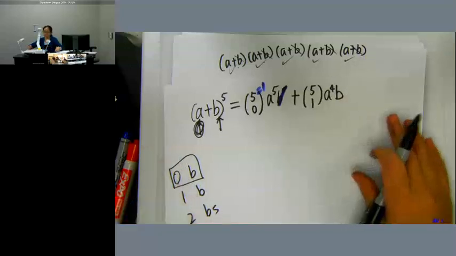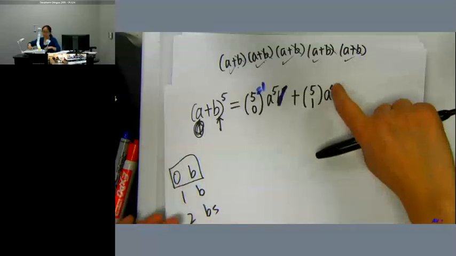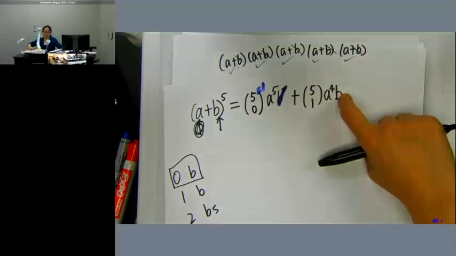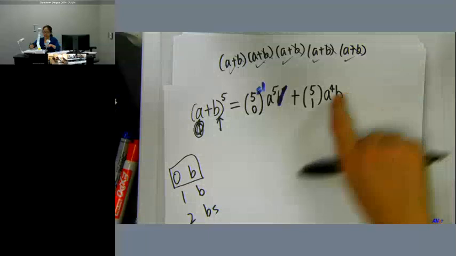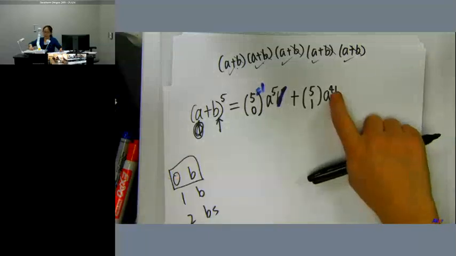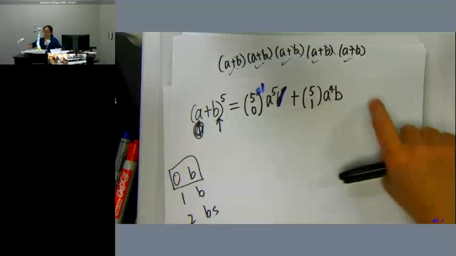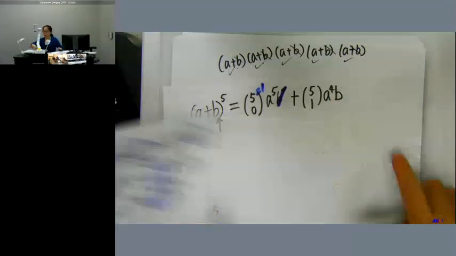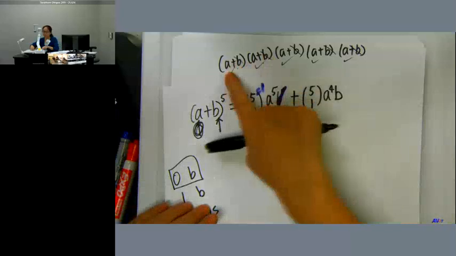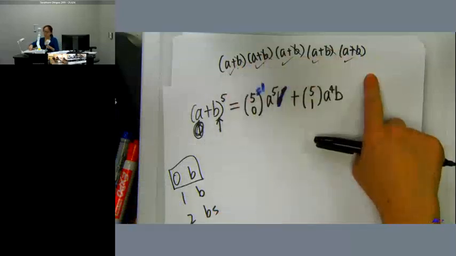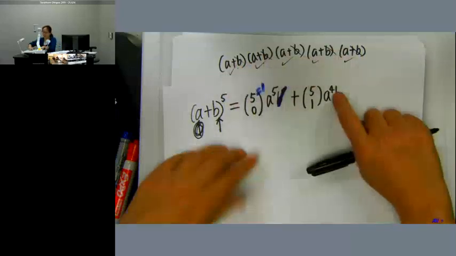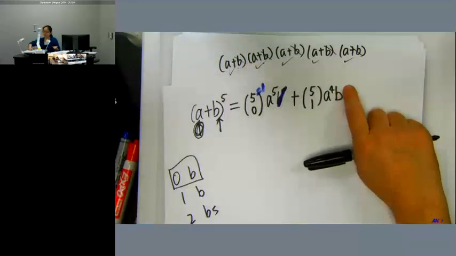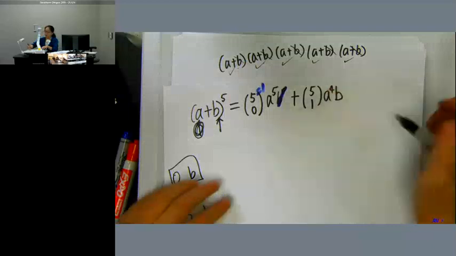Notice the pattern: when you add the exponents of A and B, what do you always get? 5. 4 plus 1 is 5, right? It has to be 5. Why? Because you have to choose either A or B from each one of them. You must choose one from each. So if you choose 4 A's, there's one pair of parentheses where you have to choose a B. So together it should always be 5.